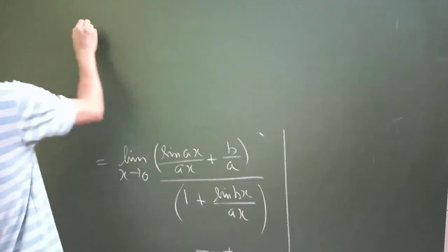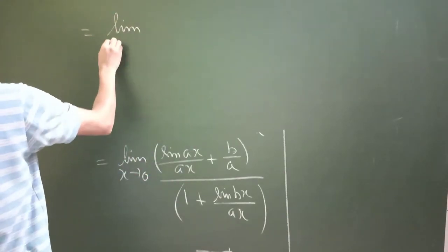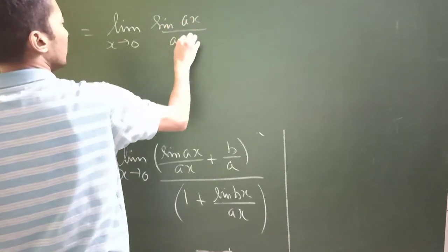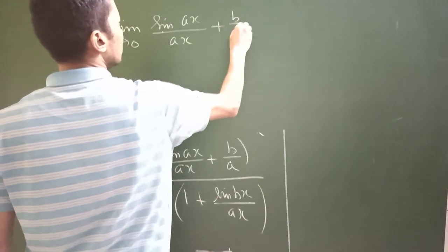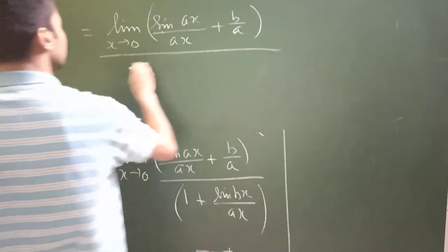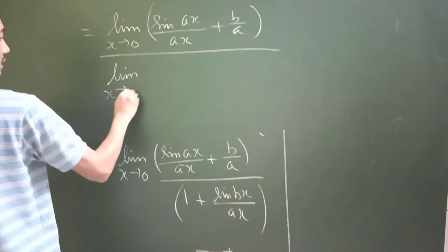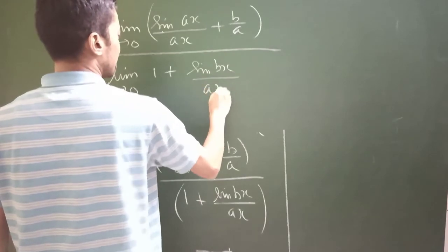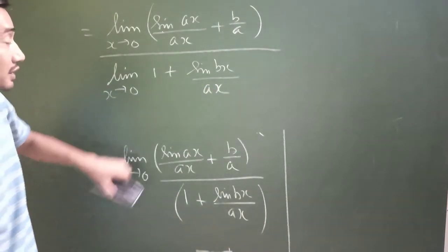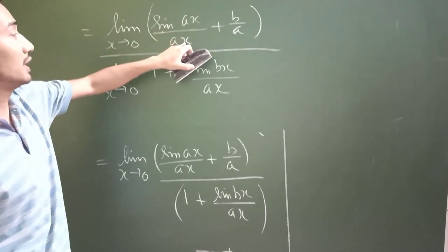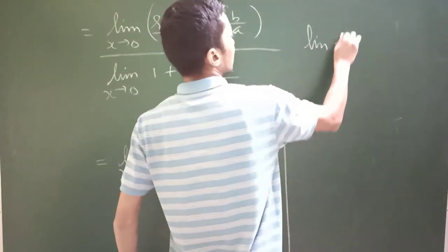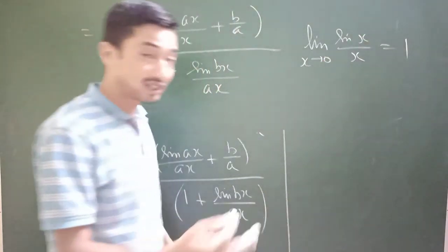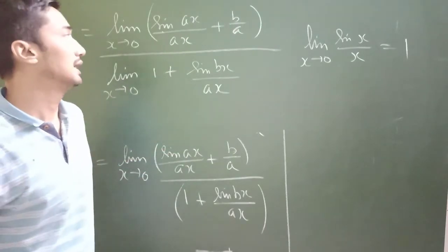So, okay, quotient rule again. Let's take the limit as x tends to 0 of sine of ax whole divided by ax plus b by a. Let's do it part by part, divided by the limit as x tends to 0 of 1 plus sine of bx by ax. Now, almost there, because sine ax by ax, as we know, I gave you sine x by x as x tends to 0. What is it? 1. Of course, it's not exactly x here, but don't worry, we will manage.